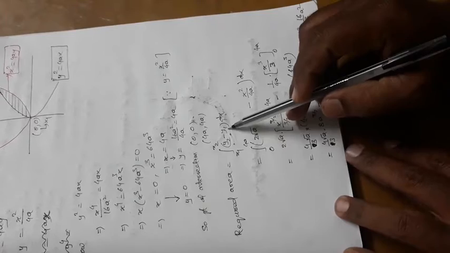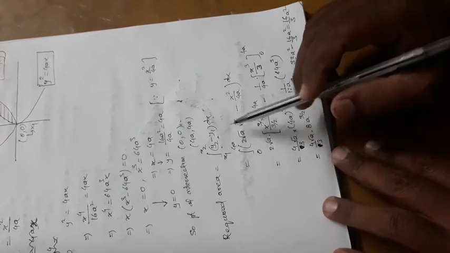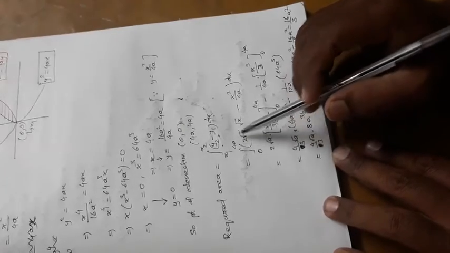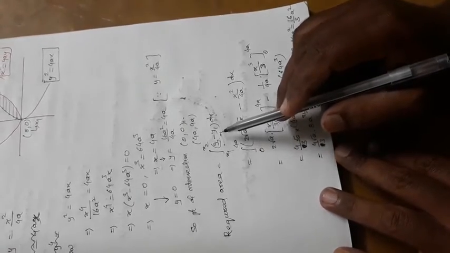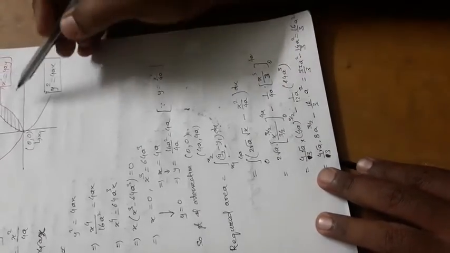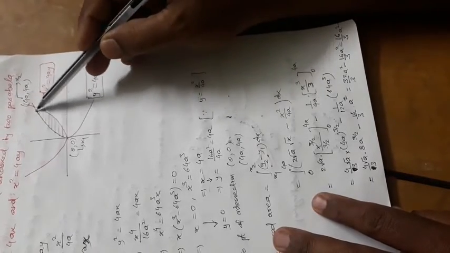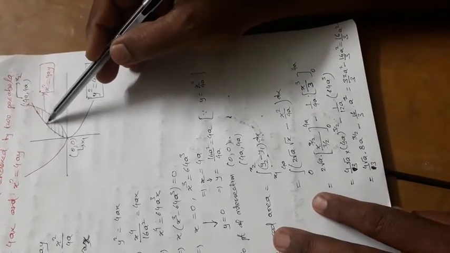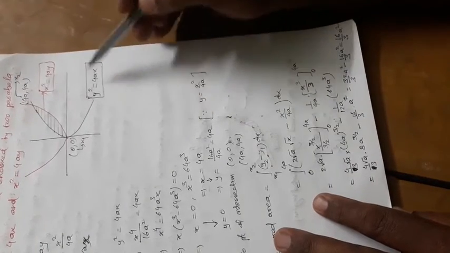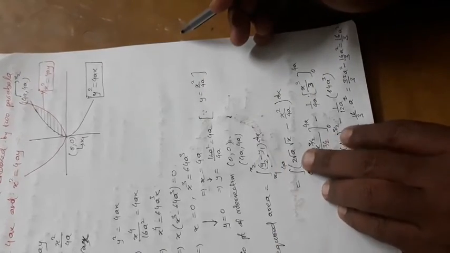y2 minus y1 integration from x1 to x2. What is y2? Look at here. Sorry, here the upper part is y1 and the lower part is y2. This black mark is your y1. Y is the root of 4ax, that is 2 root a root x. Here it is written 2 root a root x.